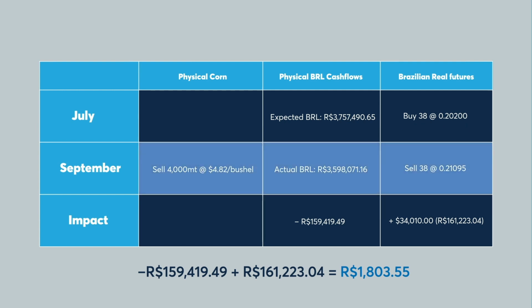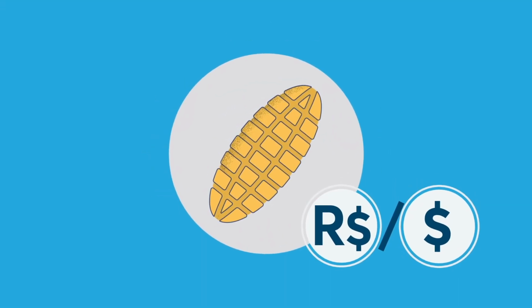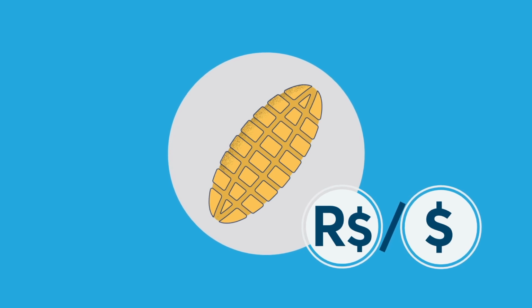Had the Brazilian real weakened instead, the opposite would happen, with a gain in the cash market combined with a loss in the futures market hedging the overall position. Corn and FX futures can be a tool for market participants looking to mitigate risks associated with market volatility.